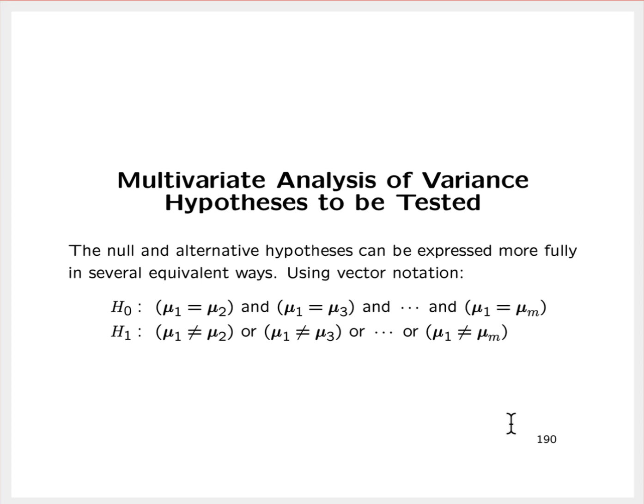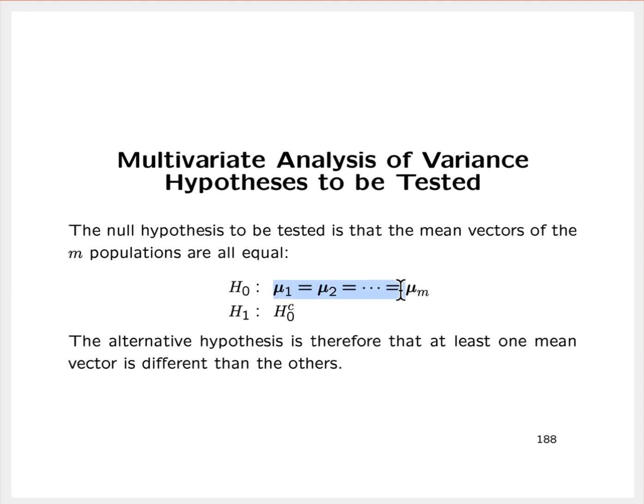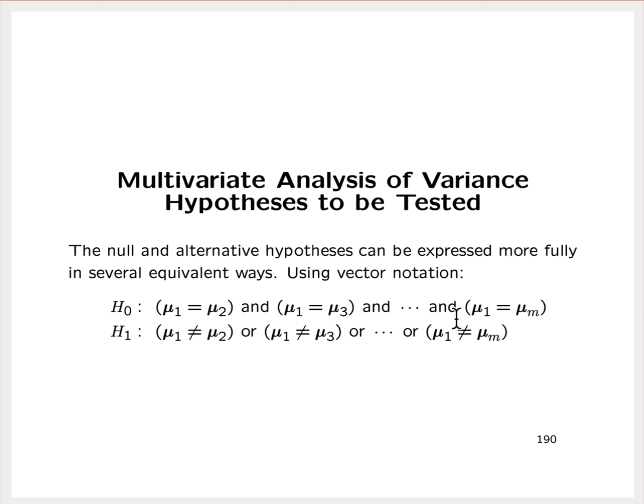Now, there are some other equivalent ways of expressing the null and alternative hypotheses that are being tested by a multivariate analysis of variance. And so one way is to express the null hypothesis, and again we're still using vector notation. But if I go back to this statement right here a couple slides back, so mu1 equal to mu2 equal to, and so forth, out to mu sub m, that's actually several different statements simultaneously. In particular, it is m minus 1 statements put together or logically connected with a logical and.